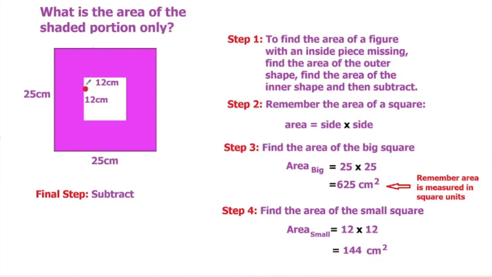So we're just going to take away this piece here from the bigger piece, and that'll just leave us with the shaded area. So the shaded area equals the area of the big piece minus the area of the small piece. So that equals 625 minus 144. These are the numbers we found earlier. So the area of the shaded piece equals 481 centimeters squared. And that's it. That's all there is to that problem.